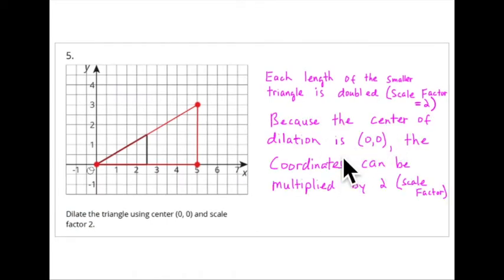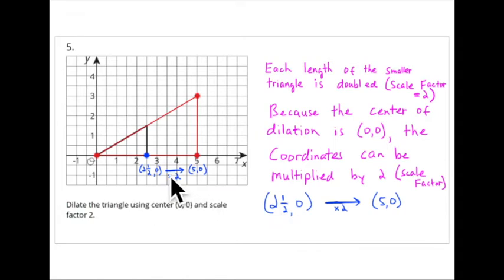And because the center of dilation is 0, 0, this triangle rests on the y-axis at 0, 0, and this horizontal length rests on the horizontal axis. So that means each of these coordinates can just be multiplied to get the corresponding coordinate that is a scale factor of 2, twice as far away from 0, 0. So the coordinates can be multiplied by 2, which is the scale factor.